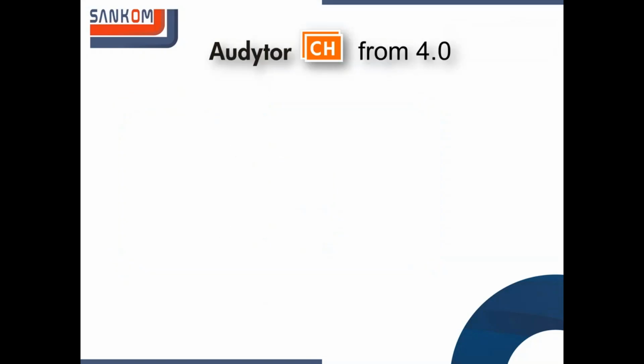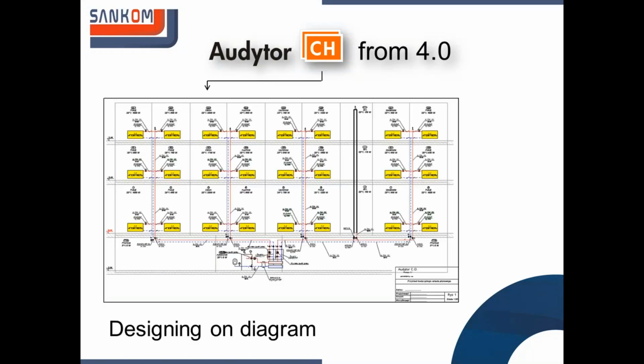And again, like I spoke about the main methods of designing in Audytor HL, I would like to speak also about two main methods of designing in Audytor SET. In Audytor CH, these methods were available even before integration, so from version 4.0. First, the more traditional method, designing on diagram. In this method, you have to draw the diagram of the system, and that's all you have to draw.